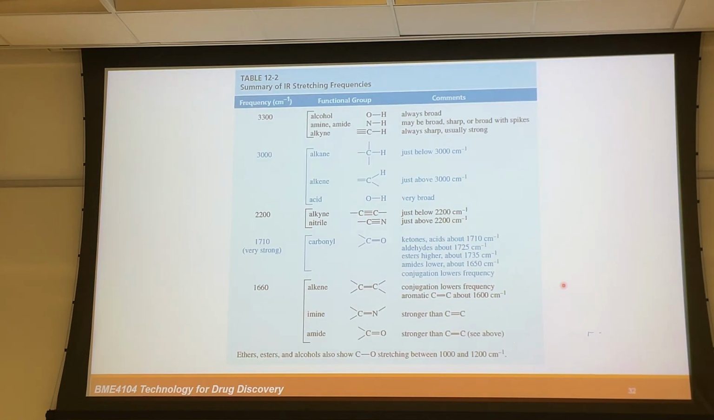All right. And this table is a more quantitative, accurate summary of different functional groups, and you can look at it and try to find your own way to help you to memorize them.